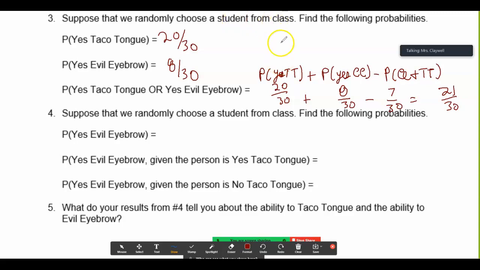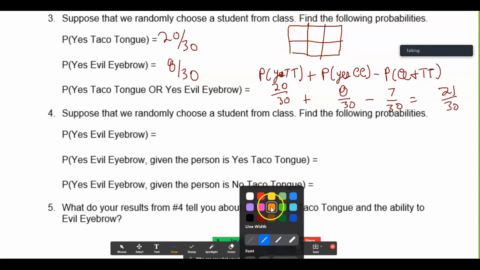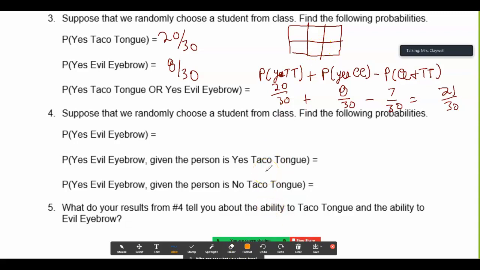If we looked at our table above, I wish I could just easily flip up to it, it's this idea that if we did yes taco tongue and yes evil eyebrow, we're double counting this square, so we need to subtract it. We wanted the 5 plus 8 plus 7 plus 1, but we needed to make sure we didn't double count that, so we had to subtract it.